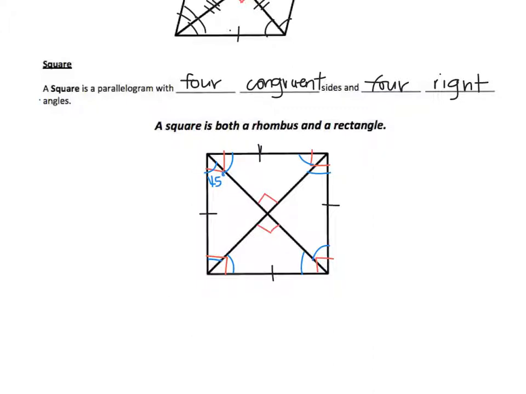We also know that the diagonals are congruent and they bisect each other, which means all of these pieces of our diagonals are congruent as well. Opposite angles are also congruent, but because they're all right angles, it doesn't really matter as much as if it were a rhombus. Same thing with a rectangle. The opposite angles are congruent, but they're all right angles.